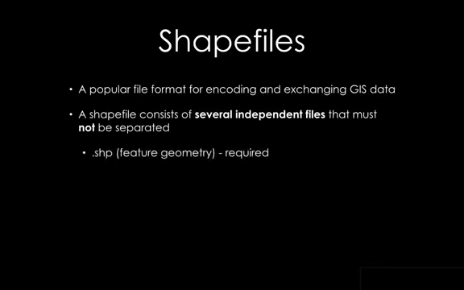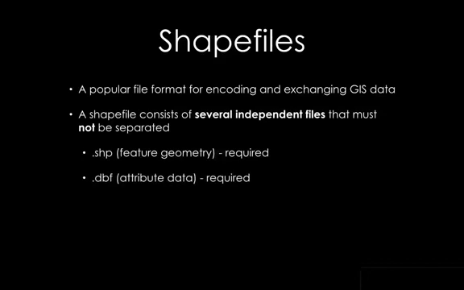The file that we typically refer to as the core of the shapefile has an extension of .shp. This is the core file of the shapefile containing feature geometry, so this contains the actual coordinates that refer to the spatial data contained within the shapefile. And the .shp file is a required component of all shapefiles.